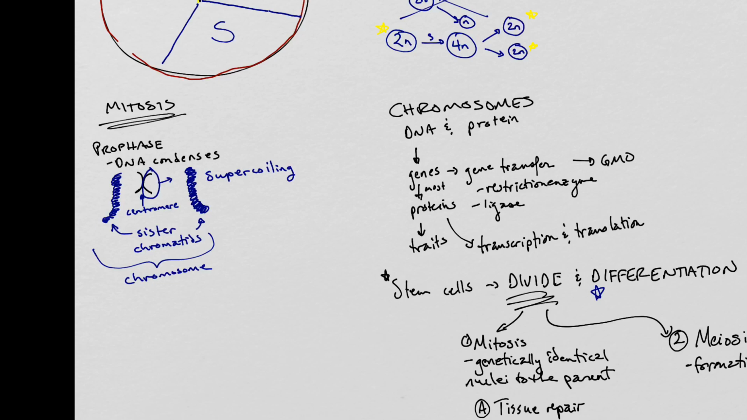So in prophase, the DNA is going to condense down into this chromosome form. That's through a process called supercoiling. All of the sister chromatids, which are exact copies of one another, will pair up at the centromere, and that's called a chromosome. After the DNA condenses, the nuclear membrane is going to break apart.